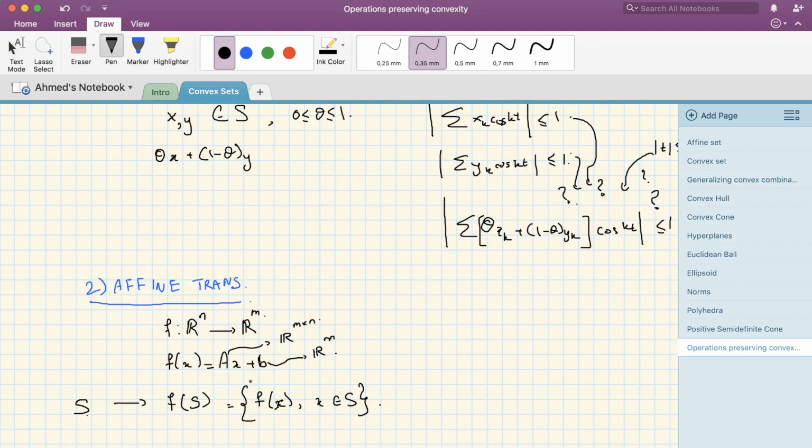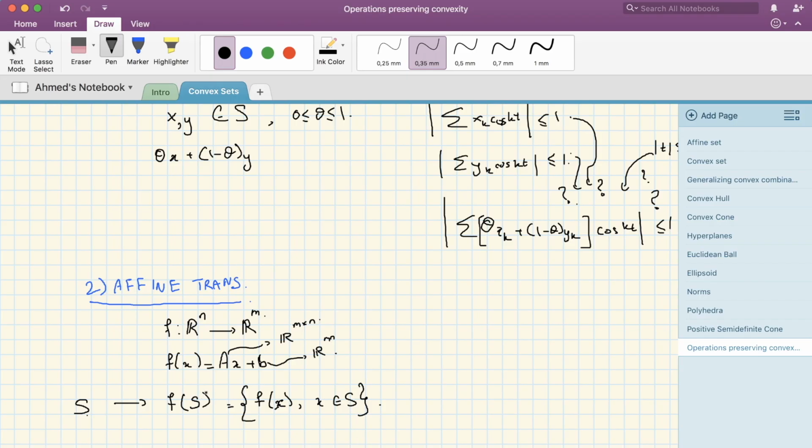But when it is of the form Ax plus b, then we are sure that f of S is convex if S is convex. So this type of transformation, which is called an affine transformation, when f of x is Ax plus b, preserves convexity. So when S is convex, we're sure that f of S is convex. Inversely, we can also say that the inverse image of a convex set is also convex. So if you're sure that f of S is convex, you could also say the same thing about S, okay? So it's like the other way around.